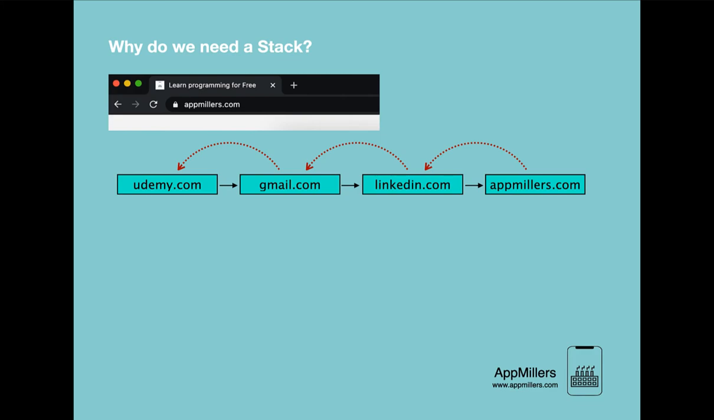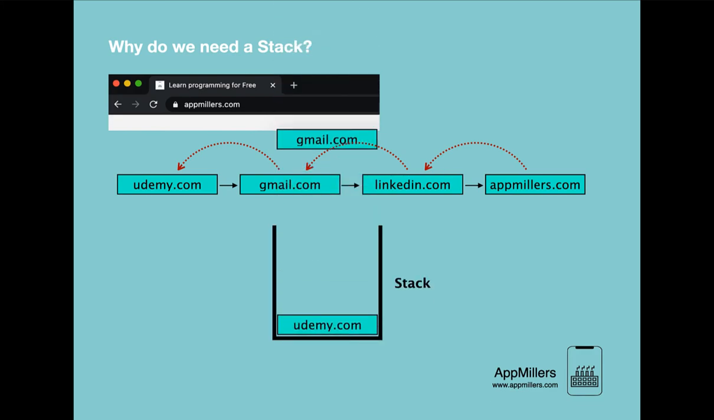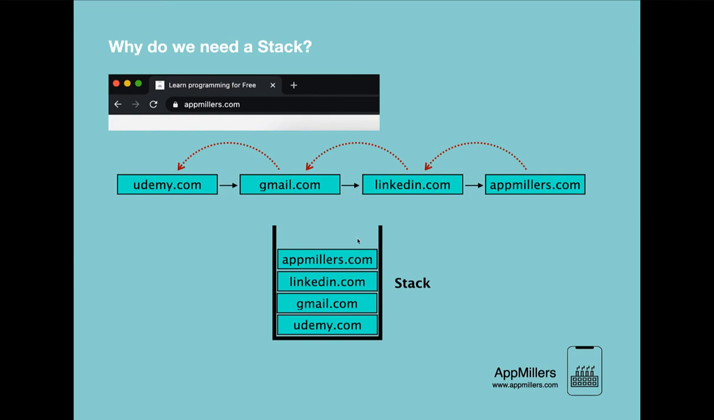Now if we put these websites in stack formation, it will look like this. So first we visited udemy.com, then Gmail, then LinkedIn, and then appmillers.com. So when extracting data from this stack, the last one that we visited will be removed first. So we know that the last website that we visited is appmillers.com, so it will be removed first. Then the second last website that we visited is linkedin.com, so it will be removed, then it will continue like this until we reach the first website. So as you see, the stack data structure works the way that the back button works in the browser. So the back button in the browser is a very good real example for stack data structure.